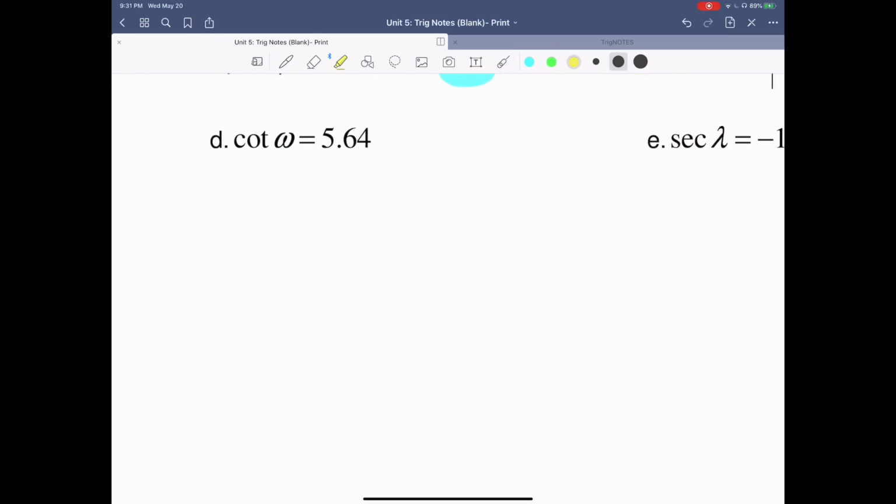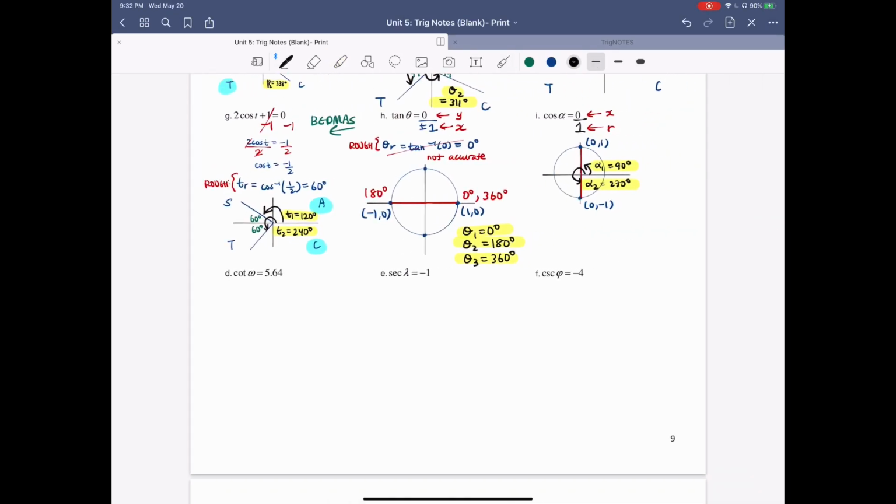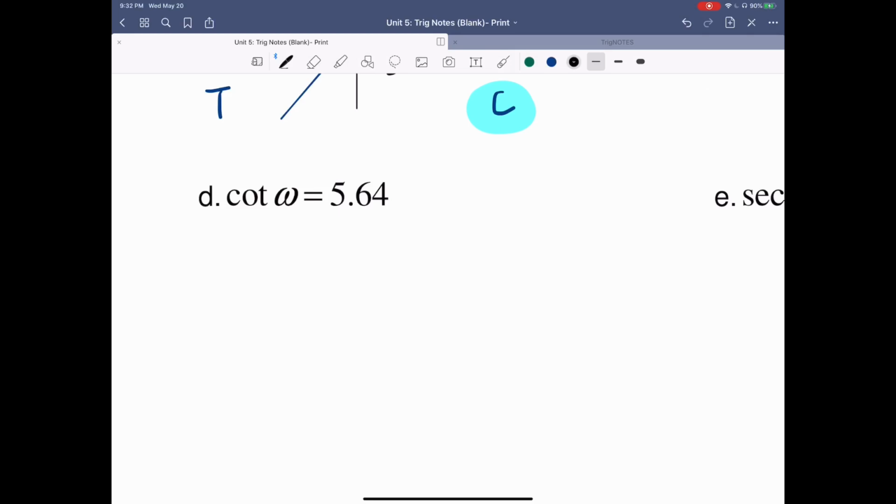Question D. Sometimes we use these Greek letters as our new x or theta, and this one is called omega. In order to find omega, I need to consider tan omega because I don't have the secondary trig ratios on my calculator. Tan omega is the reciprocal of cot omega, and so I have 1 over 5.64.